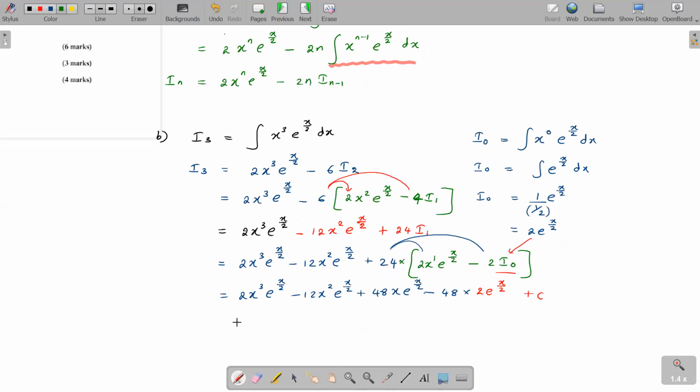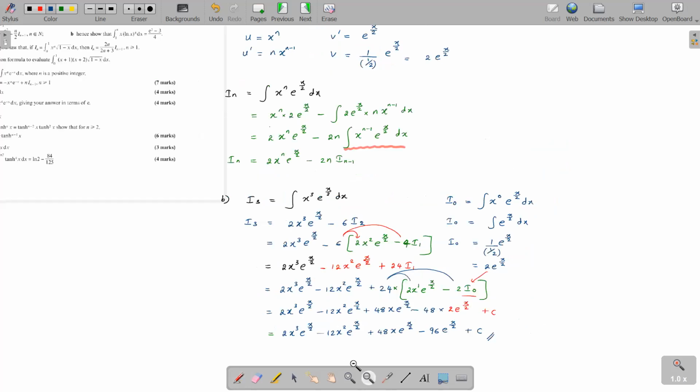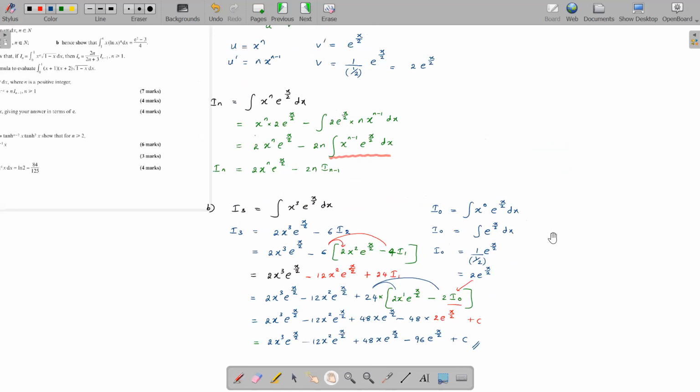So end of the day, this is our final answer: 2x to the power 3 e to the power x over 2 minus 12x squared e to the power x over 2 plus 48x e to the power x over 2, minus 48 times 2 is 96 e to the power x over 2, plus c. Okay, so this is it. This is called the reduction formula. And why is this important?